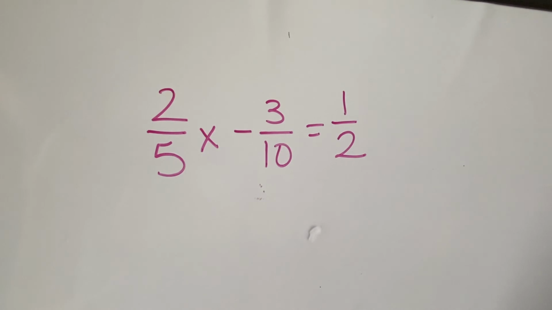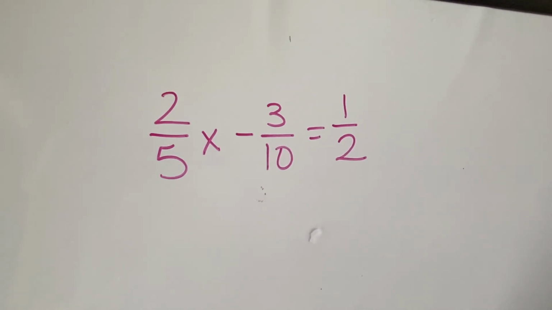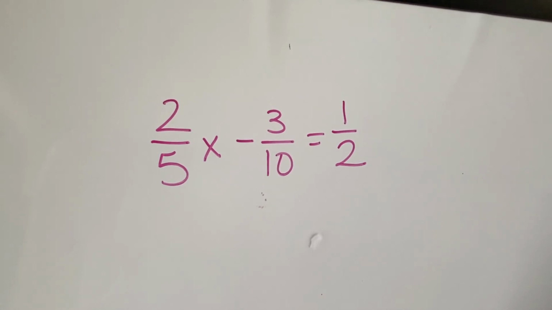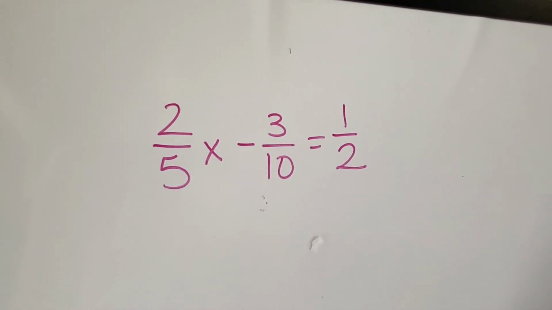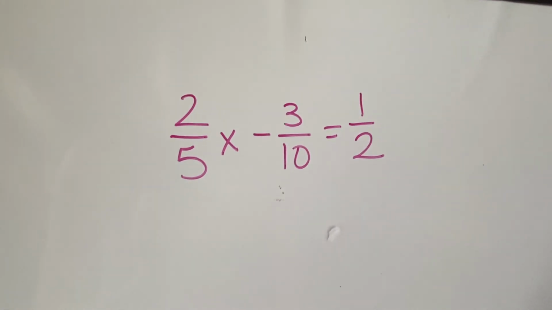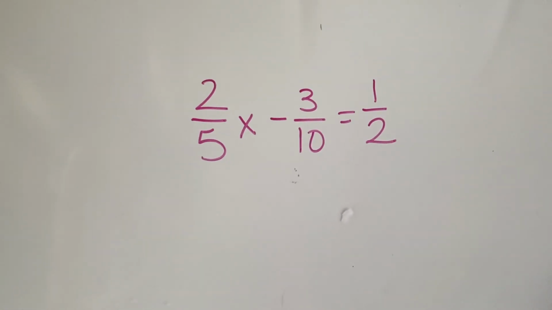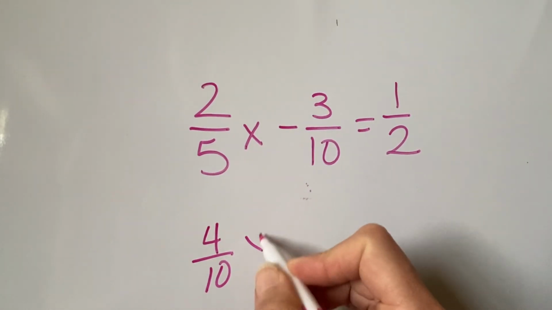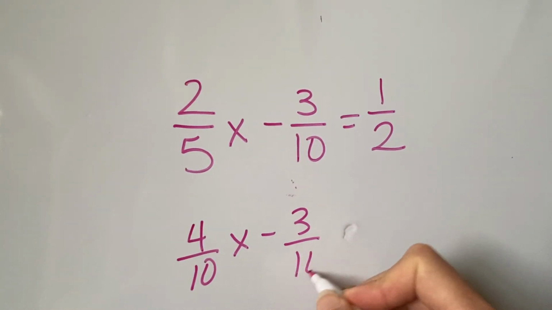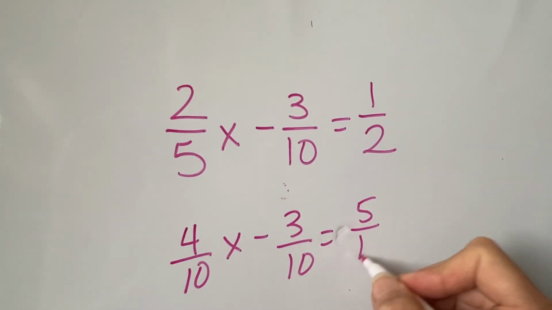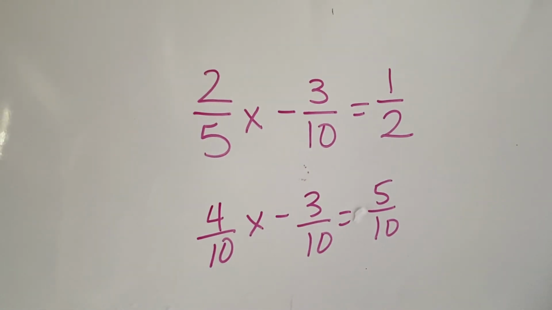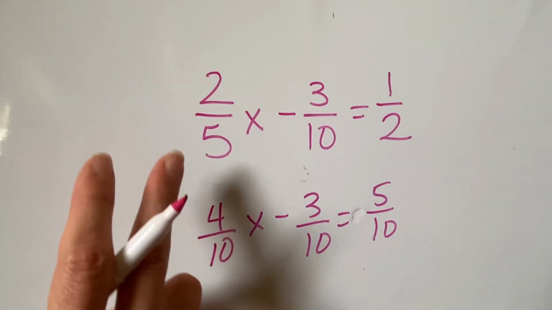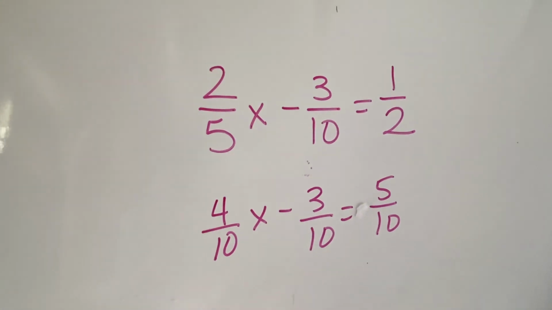Now we've got an example from your practice questions. This is practice question A on page 108. 2/5 x minus 3/10 equals 1/2. First thing I'm going to do is make the denominators all the same. This should be 4/10 x, and this should be 5/10. We've already worked through how to change our fractions into common denominators.